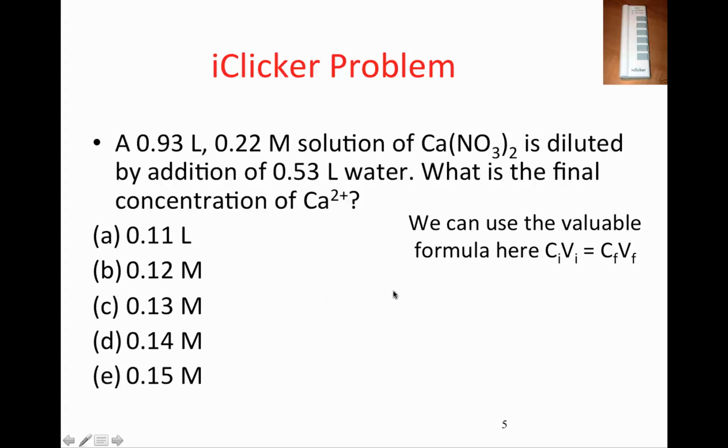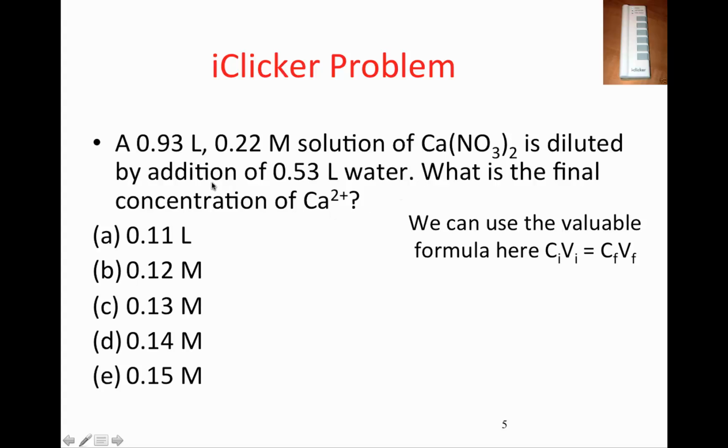Okay, so let's see. We have a problem. We have a concentration and we have a volume. So 0.93 liters of 0.22 molar calcium nitrate is diluted by addition of 0.53 liters of water. What is the final concentration of Ca2+?